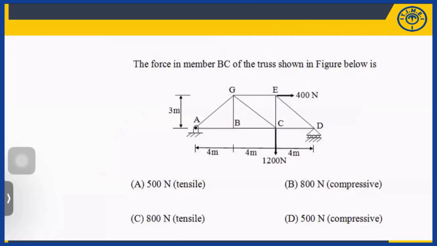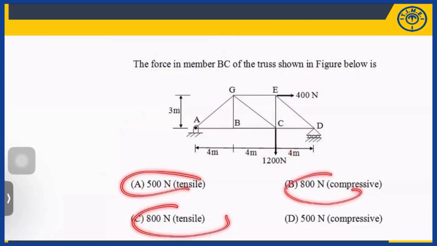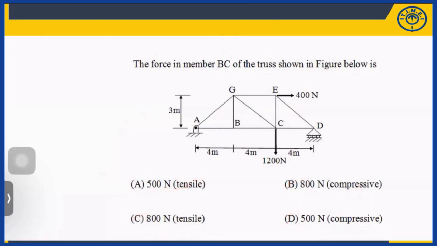Okay, so this is the question. The force in the member BC of the truss shown in the figure below. This is basically the truss, which is subjected to a load of 1200 Newton and 400 Newton. There are four options given. We have to calculate the force in the member BC. So what is the force in this member BC?